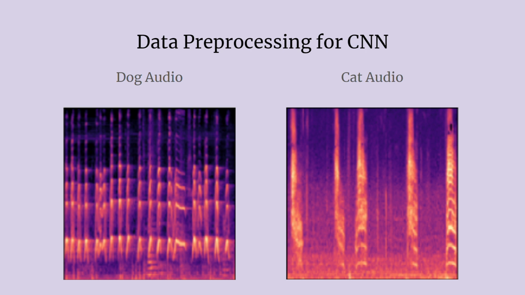Here are example images of both a dog audio and a cat audio, which were turned into spectrograms. As you can see, these two images are very different, which I thought would be very helpful in the classification task.